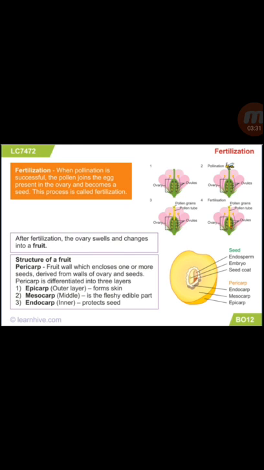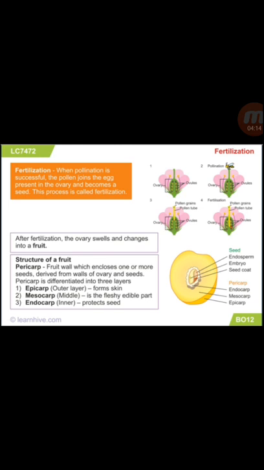So after the carrying of the pollen, there is a process of fertilization. When the pollination is successful, the pollen joins the eggs present in the ovary and becomes a seed. This process is called fertilization, meaning fusion of the male gamete with the female gamete. So what happens to the flower after fertilization? The fertilized ovum, that is zygote, grows into an embryo. The ovule changes into seeds. The ovary changes into fruits, and other parts like sepals and petals just fall off or wither away.